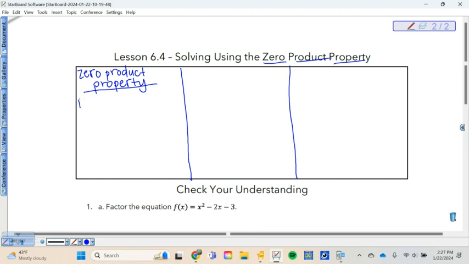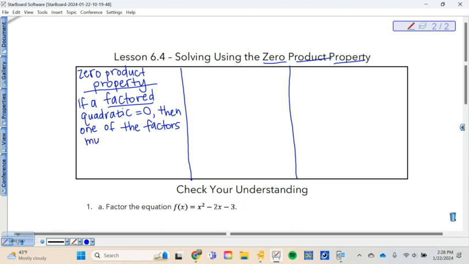Which says if a factored quadratic equals 0, then one of the factors must be 0 so that the product equals 0.